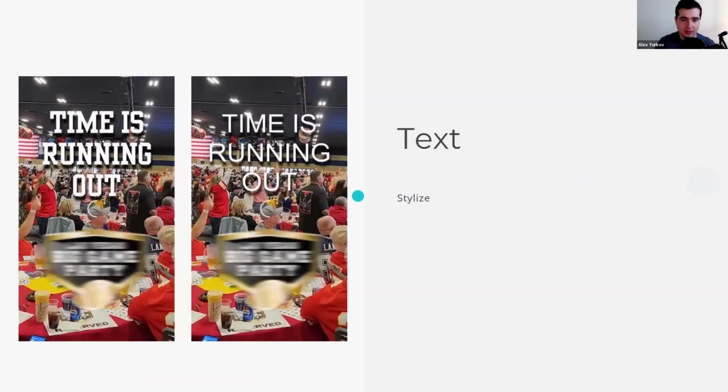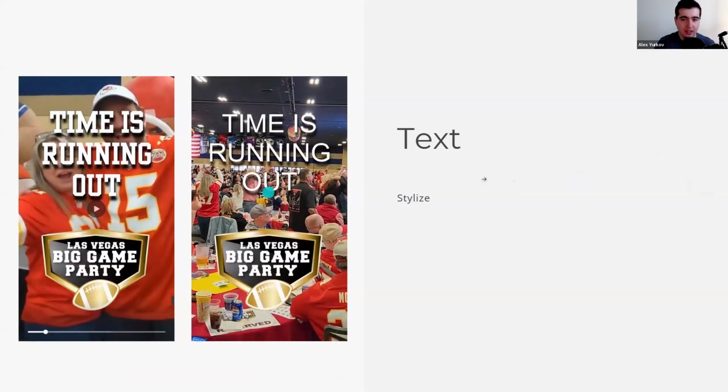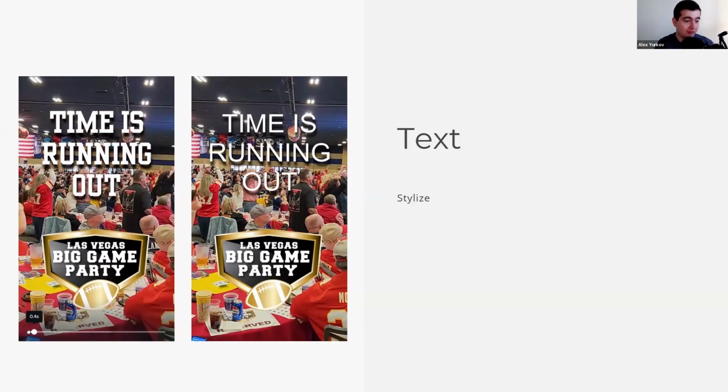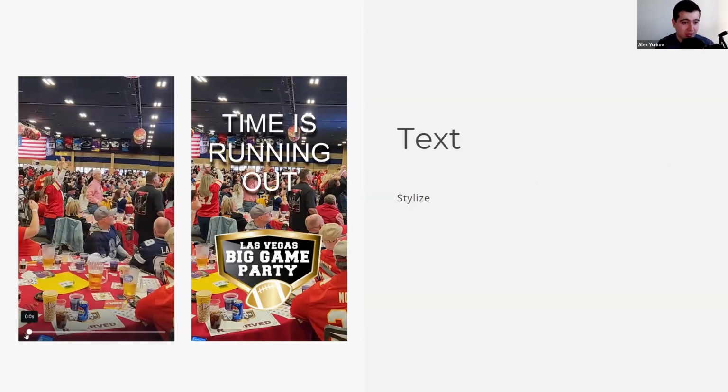Moving on to text. Oops, sorry. Text is essentially the same as what you would do in a graphic. It stylizes, it brings branding. So on the left, you'll see the original Big Game Party clip here. And then on the right, I changed it to Arial. So you see it's the very wrong tone, kind of unclear actually.